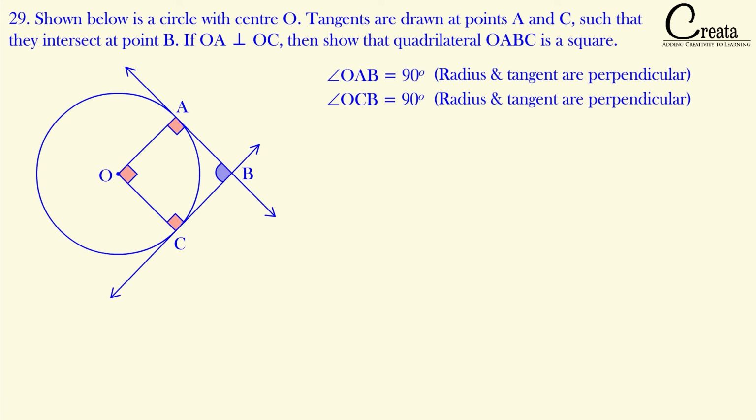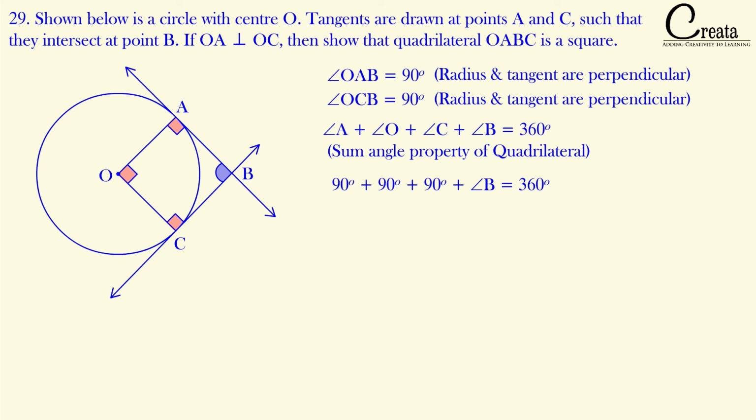What is the fourth remaining angle of the quadrilateral? We will use the angle sum property of the quadrilateral, that is, the sum of all four angles of the quadrilateral is equal to 360 degrees. Angle A plus angle O plus angle C plus angle B is equal to 360 degrees. The three angles are 90 degrees. Let's put it into the equation. We got angle B also equal to 90 degrees. All four angles we got as equal to 90 degrees. One part we have done: we have got all the angles equal to 90 degrees. Great. Let's move further.